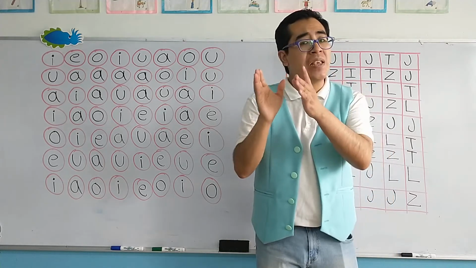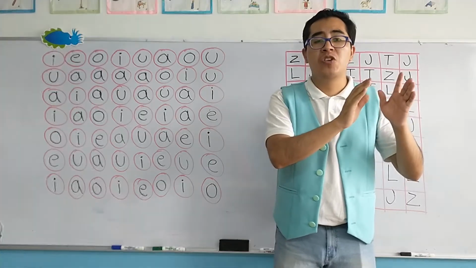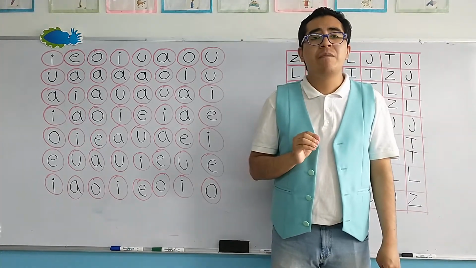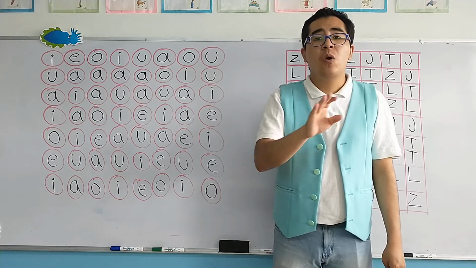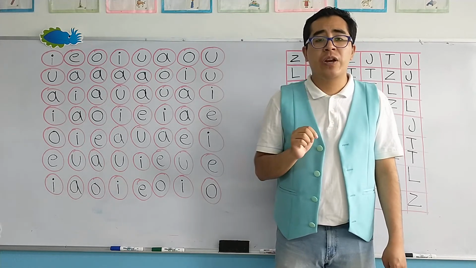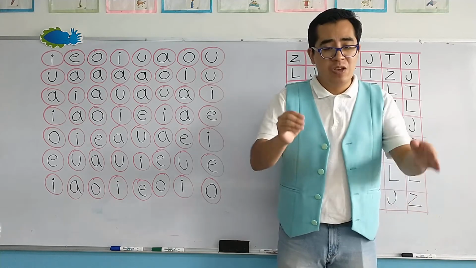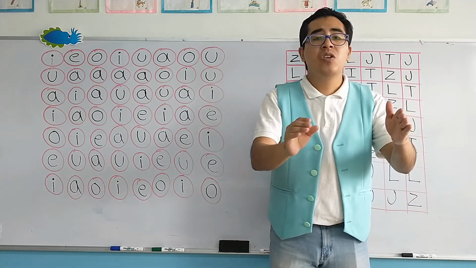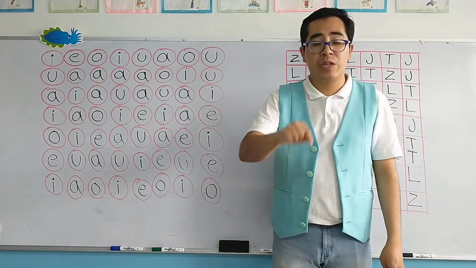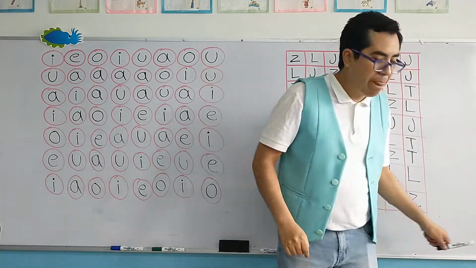So with your pencil or with your colors, we are going to mark with an X. Vamos a remarcar, vamos a trazar con un tache all small I's, todas las small I que encontremos. So once again, you are going to do them in your sheet of paper. I'm going to do it on the whiteboard. So let's begin.